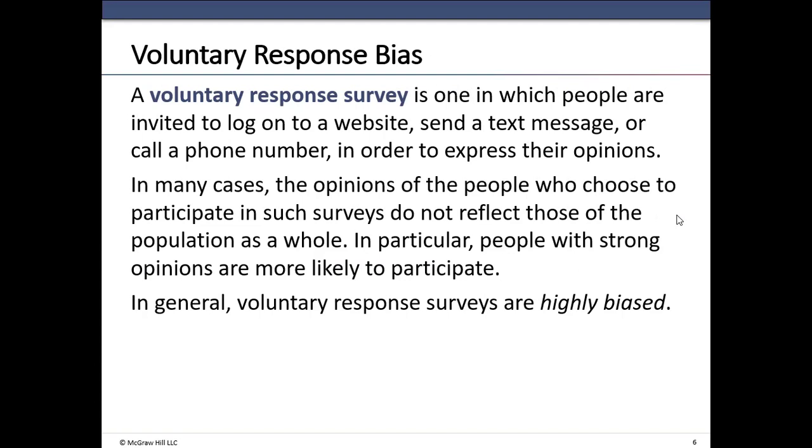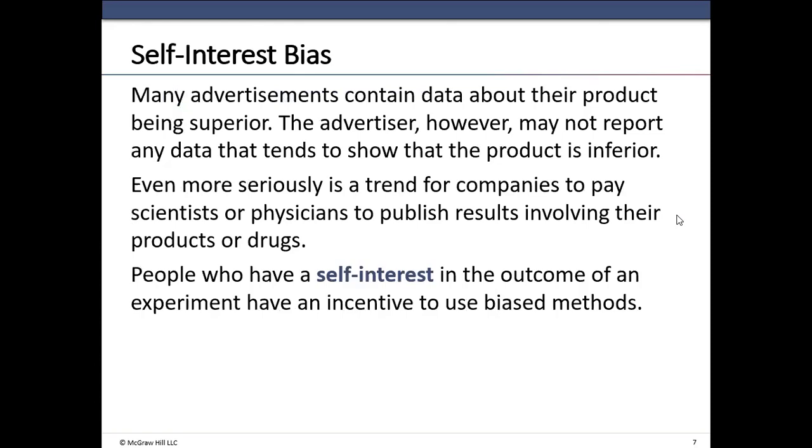In particular, people with strong opinions, either in support or against the opinion, are more likely to participate. In general, voluntary response surveys are highly biased, meaning heavy on one side of the center. Many advertisements contain data about the product being superior. The advertiser, however, may not report any data that tends to show that the product is inferior.